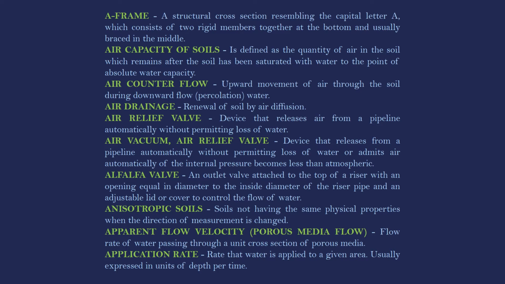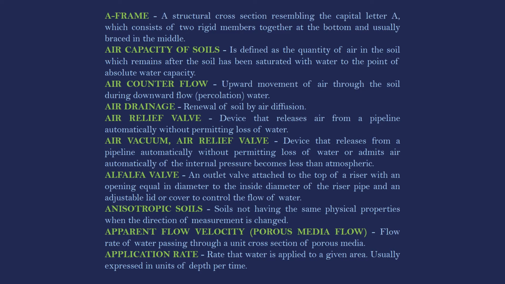Device that releases air from a pipeline automatically without permitting loss of water, or admits air automatically if the internal pressure becomes less than atmospheric. Alfalfa valve: an outlet valve attached to the top of a riser with an opening equal in diameter to the inside diameter of the riser pipe and an adjustable lid or cover to control the flow of water.